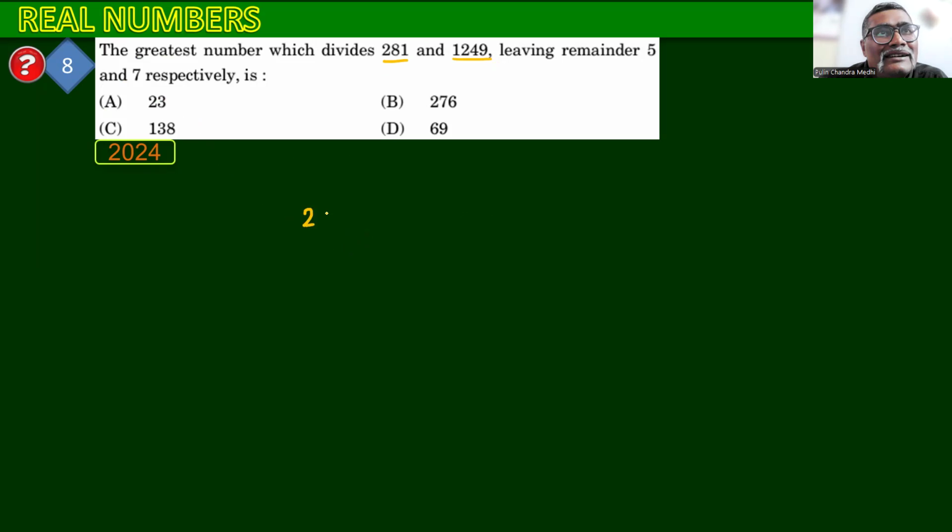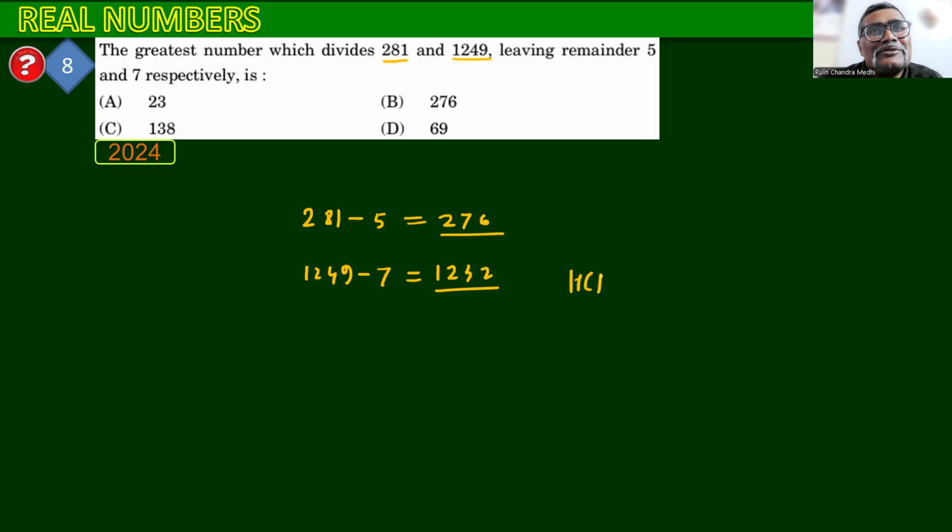If I subtract the remainder 5 from 281, I'll get 276. And 1249, if I remove the remainder 7, I'll get 1242. Now these two numbers are divisible by my required number. That means, since they are asking for the greatest number, what exactly you have to do? HCF of 276 and 1242.